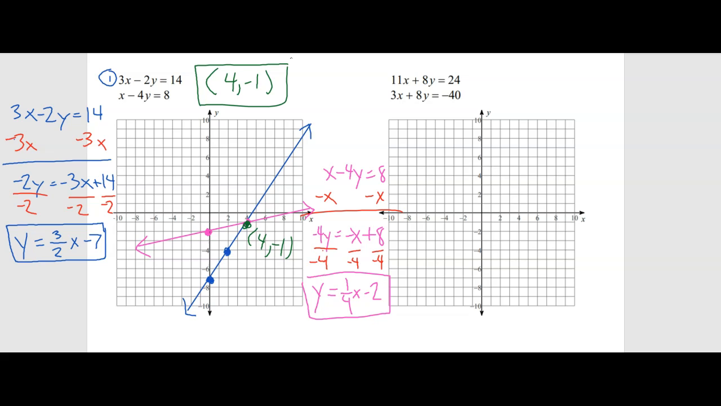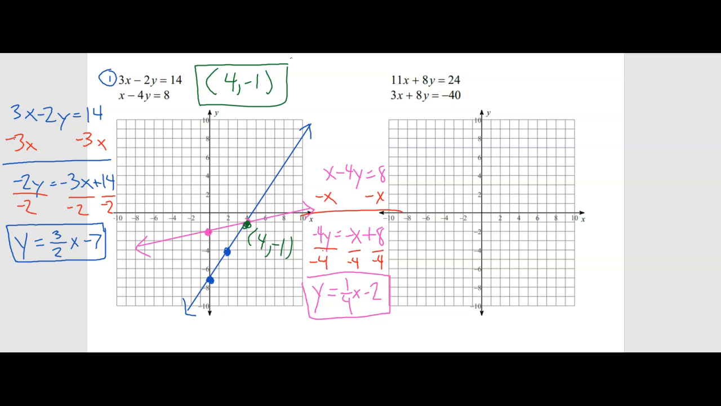It is possible to get solutions that are not integers. We're not going to solve those problems graphing by hand. If your solution ends up being decimals or fractions, there's a way for the calculator to graph that for us. And once we all have access to graphing calculators, I can show you how to do that. But for now, we're just going to graph by hand.